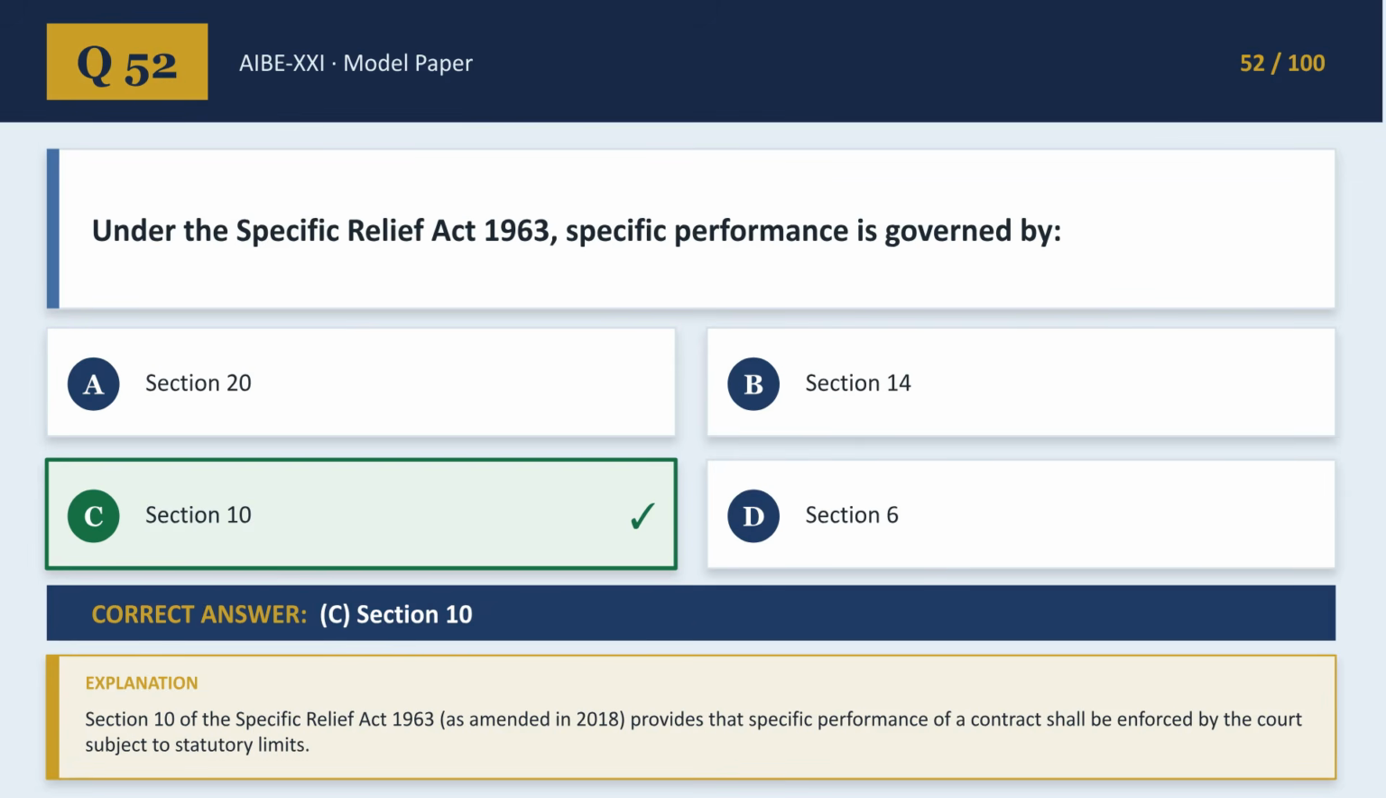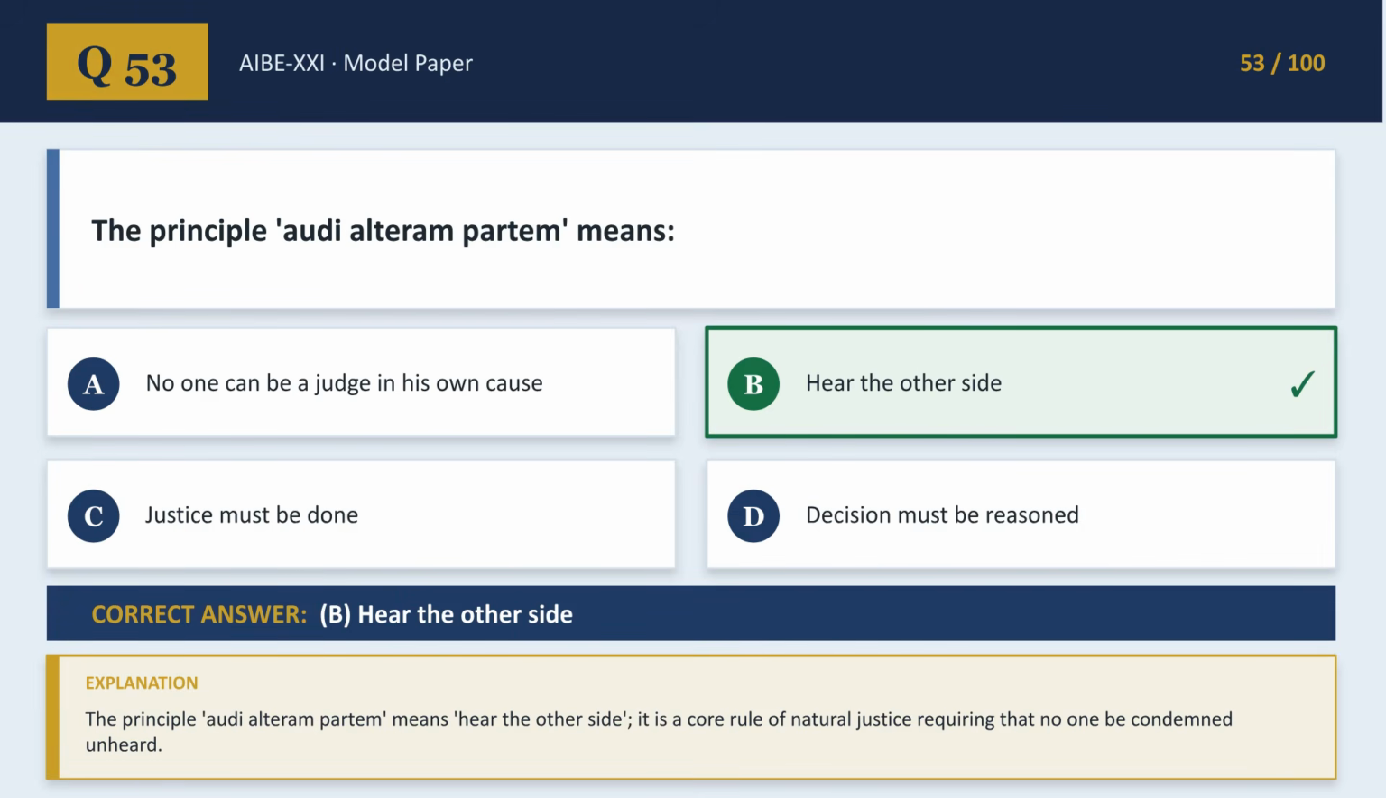Specific performance under the Specific Relief Act 1963 is governed by Section 10. This section, as amended in 2018, dictates that the specific performance of a contract shall be enforced by the court, subject to statutory limits. The principle audi alterum partem is a core rule of natural justice, meaning hear the other side. It requires that no one be condemned unheard.